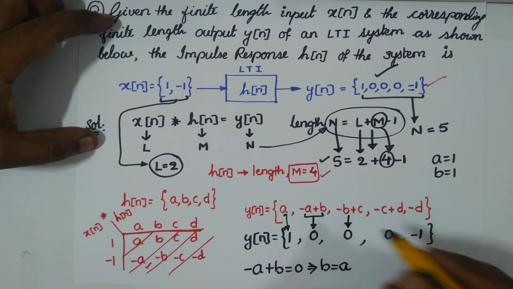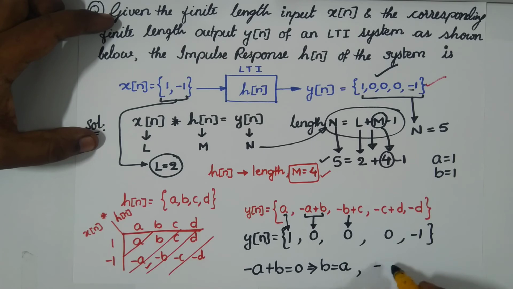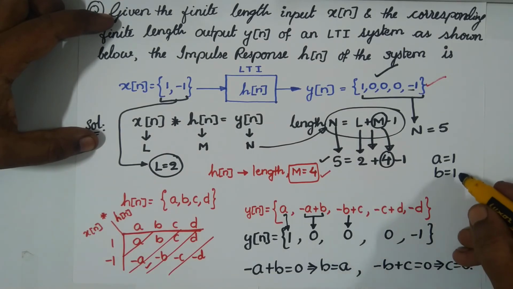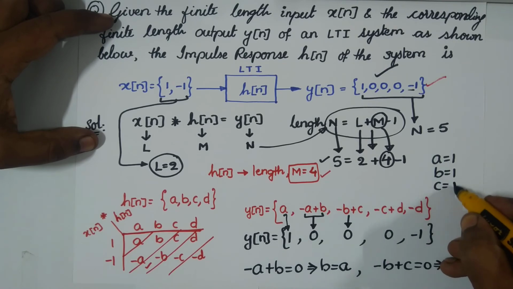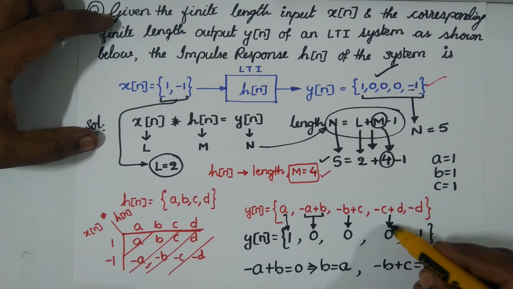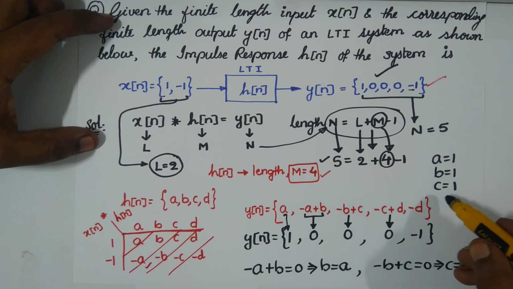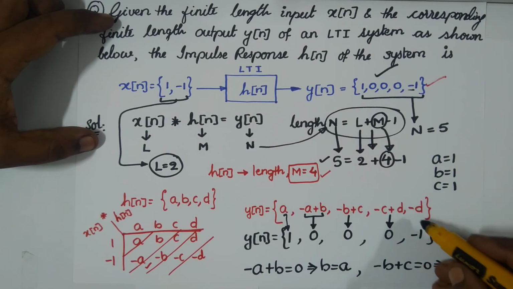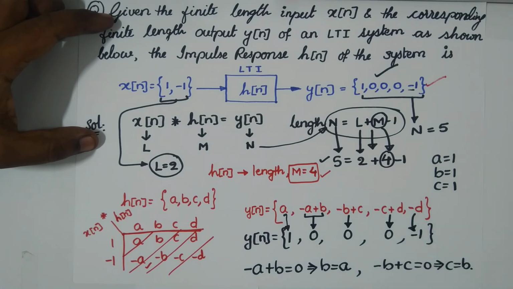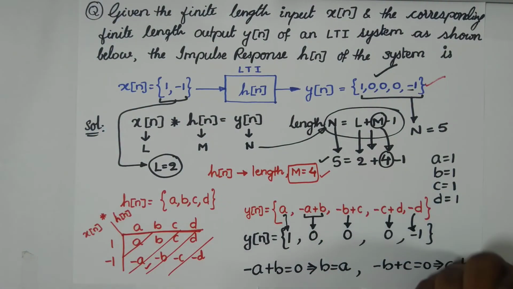And this one, minus b plus c equals 0, means c is equal to b. But what is b? B is 1, so c is 1. Then minus c plus d equals 0, so c is equal to d. As c is 1, d is 1. Otherwise, you can directly find it here: negative d is equal to negative 1, so d is equal to 1. Finally, h of n is 1, 1, 1, 1.